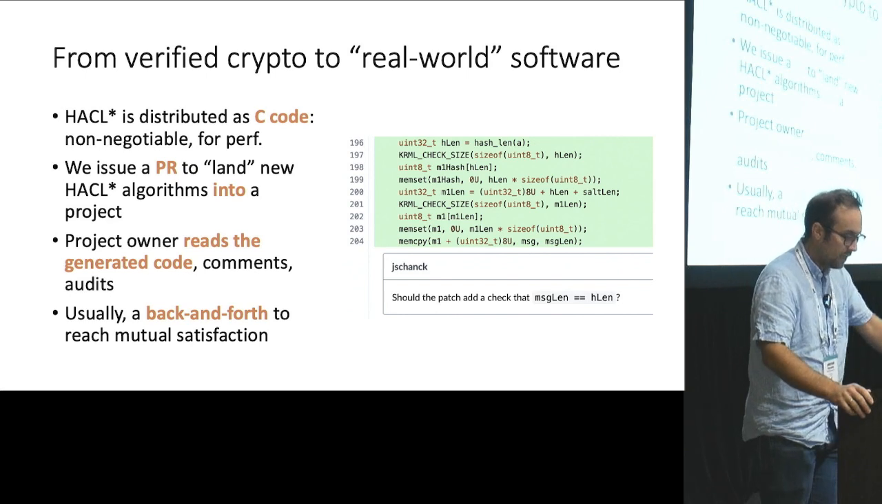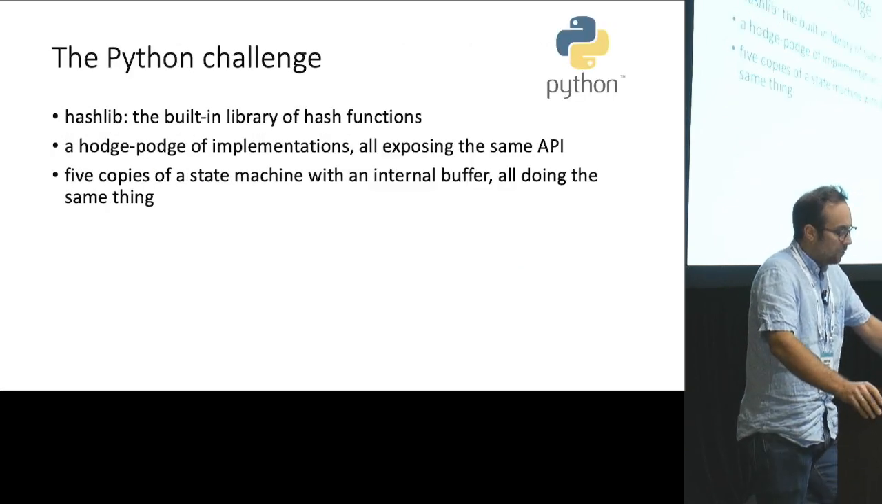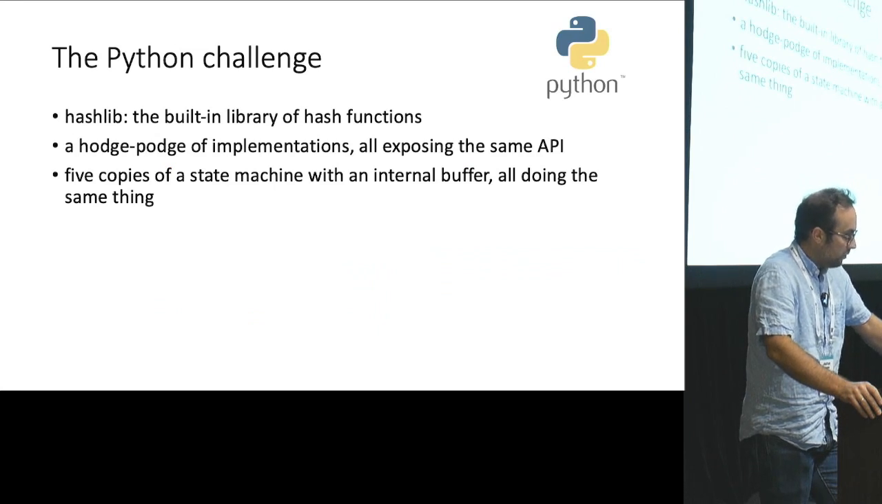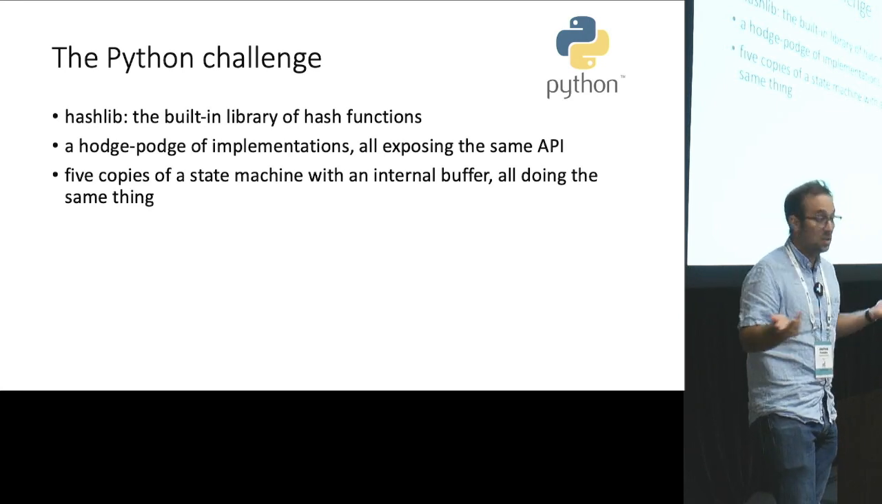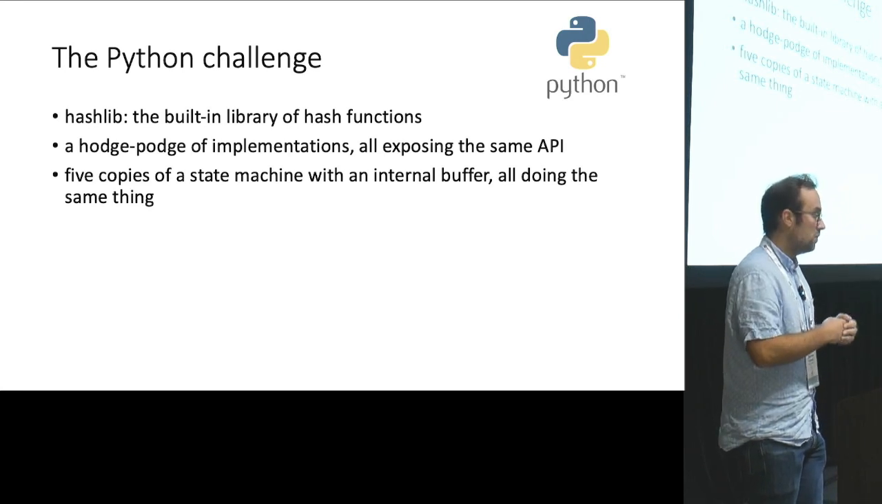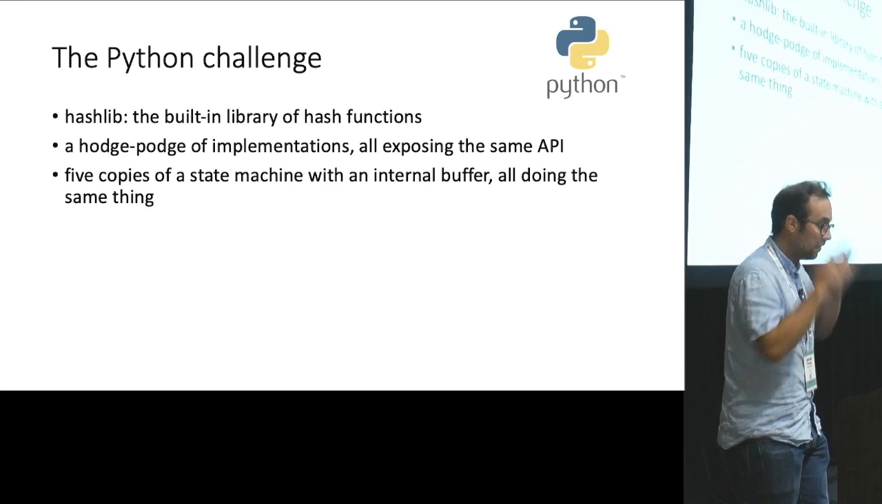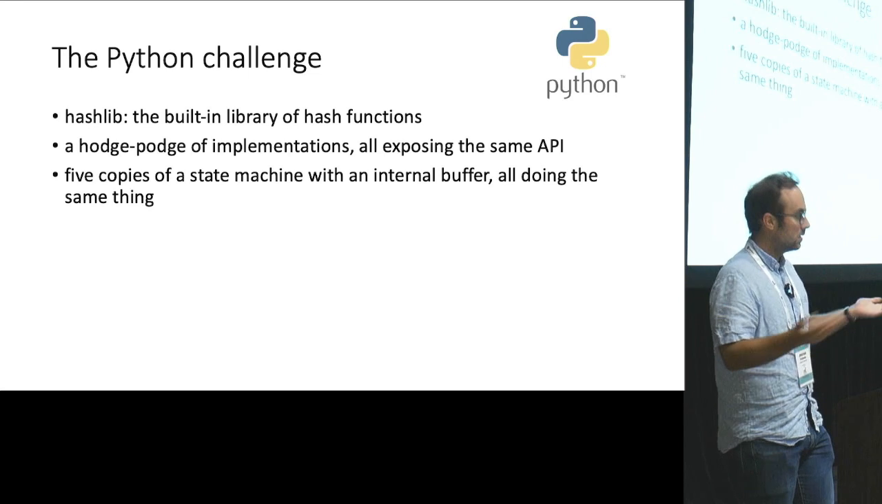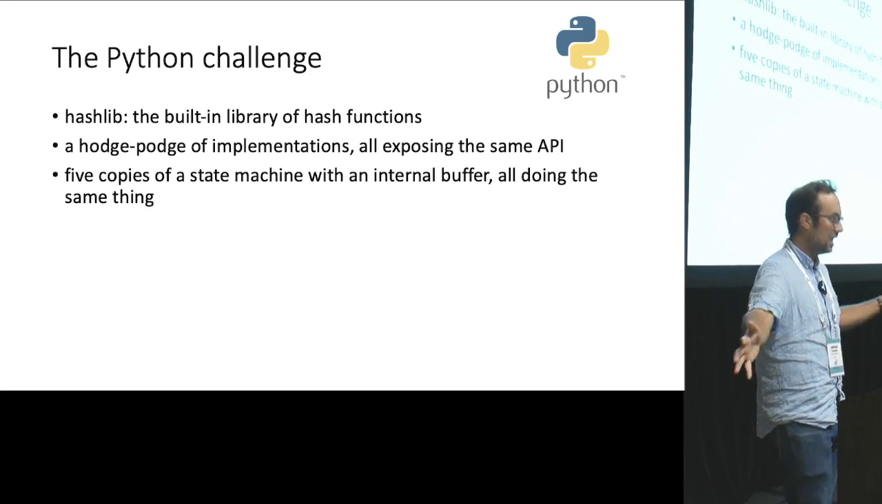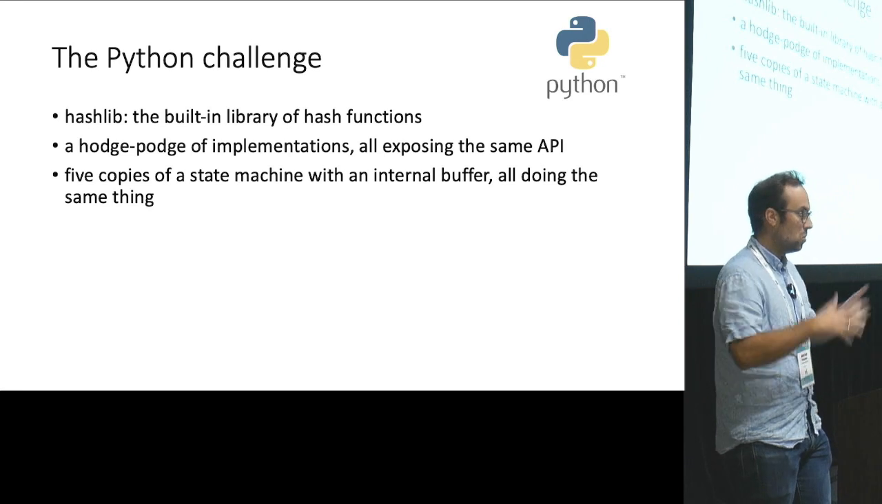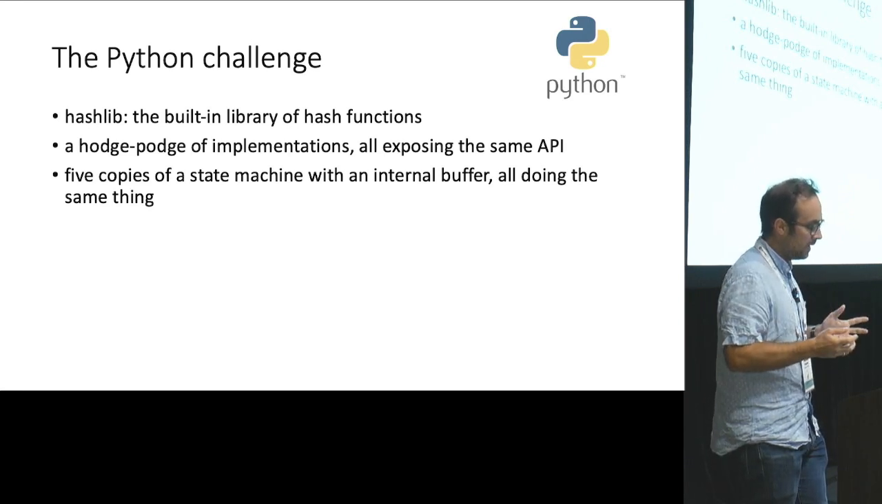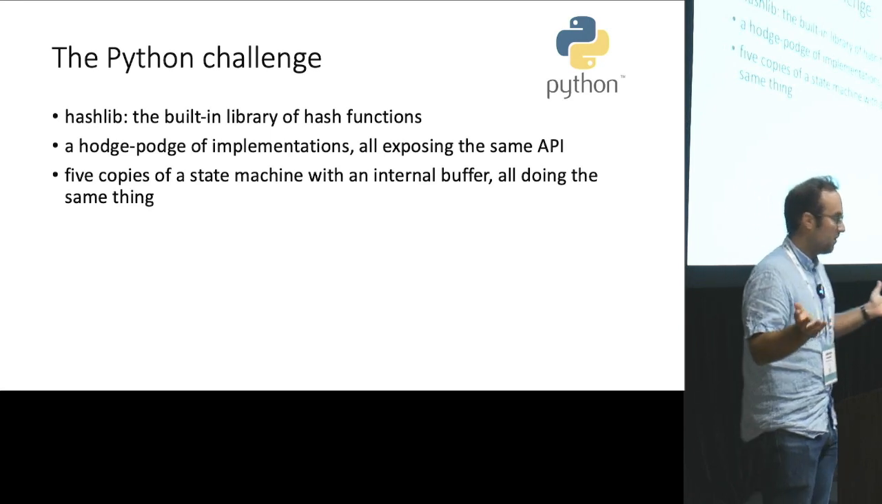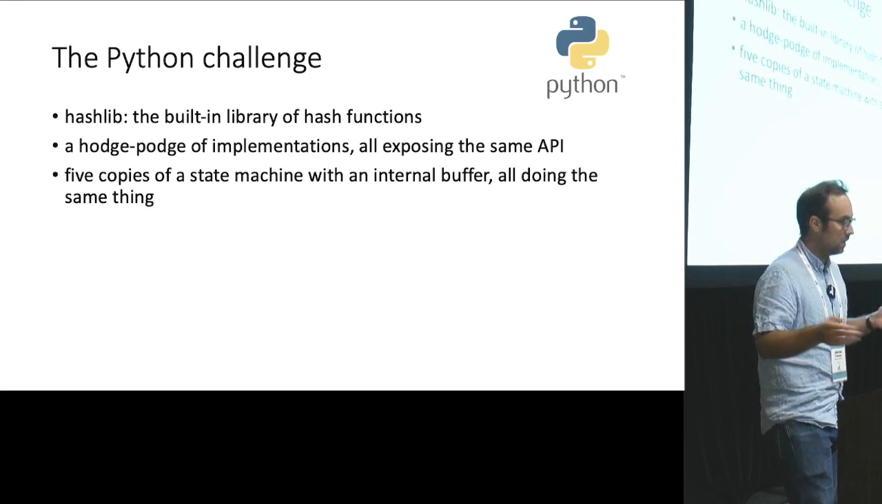So the challenge for Python was the following. There was a pretty high-level API for hash algorithms. Hash algorithms, you've heard about them: SHA-2, SHA-3, maybe you've heard about BLAKE2, or you know that you shouldn't use MD5. Python has a built-in library that exposes those algorithms, and it turns out that they were gathering different implementations from all over the internet. It was all doing the same stuff, but there were five copies of the same API, five copies of the same state machine, five copies doing pretty much the same thing.